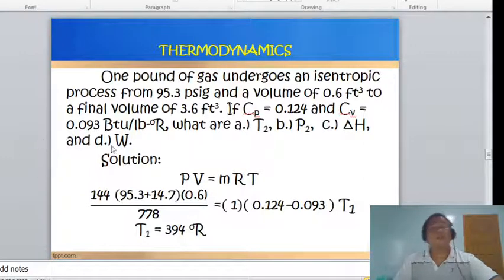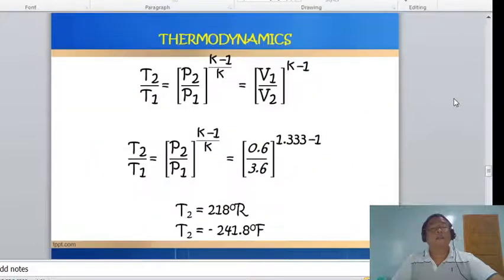Substituting all the given values, T sub 1 is equal to 394 degrees Rankine. Next, from the derived equation, T sub 2 over T sub 1 equals P sub 2 over P sub 1 raised to k minus 1 over k, or that is equal to V sub 1 over V sub 2 raised to k minus 1. Substituting values of the volume, T sub 2 is equal to 218 degrees Rankine or negative 241.8 degrees Fahrenheit.